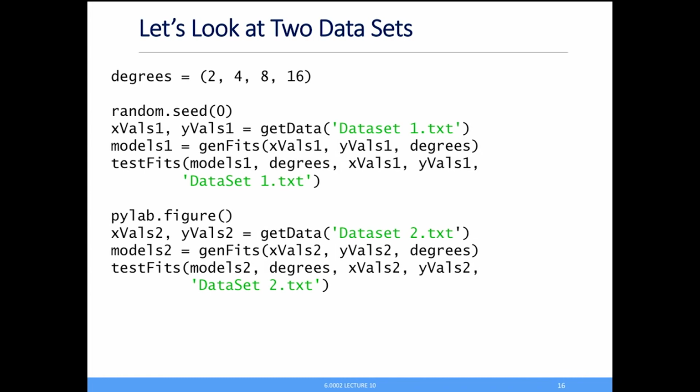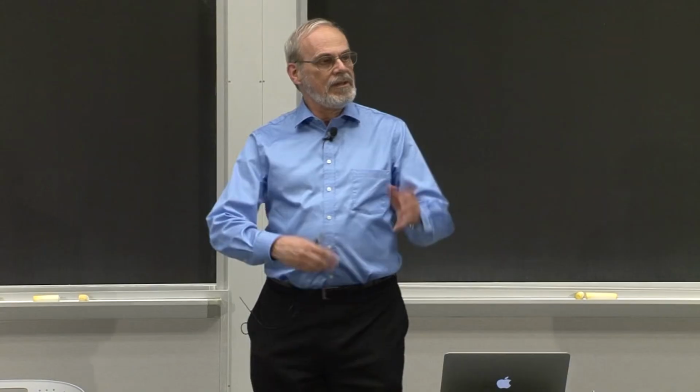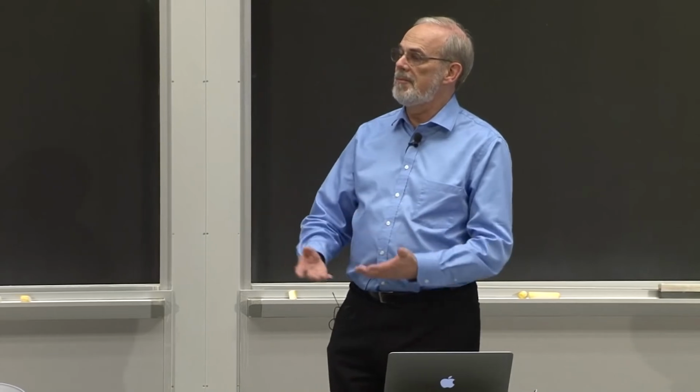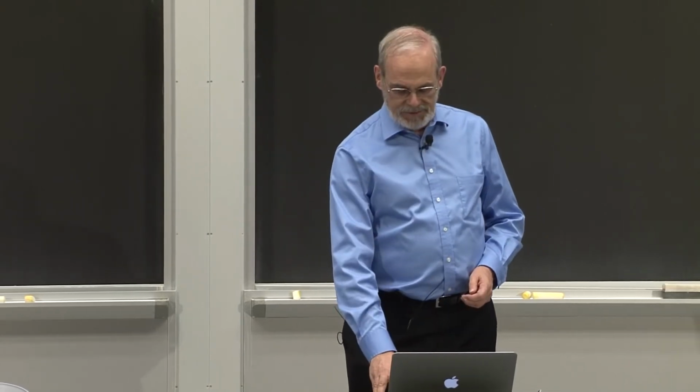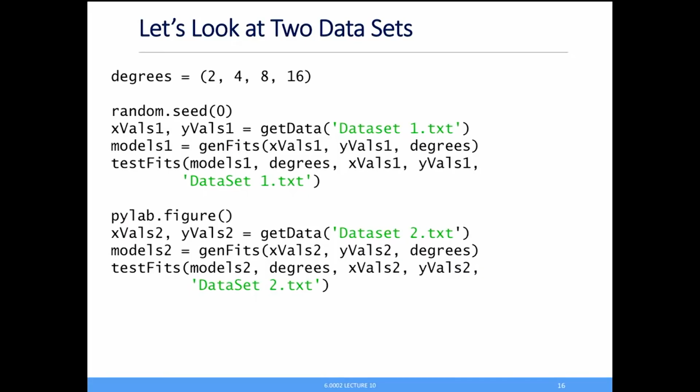And I've generated 2 different data sets using exactly that code. Just ran it twice. It's going to have slightly different values because the noise is going to be different in each case, but they're both coming from that y equals 3x squared equation. And the code here basically says I'm going to take those 2 data sets and get the x and y values out and then fit models.